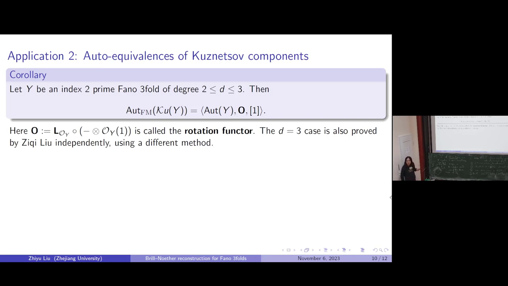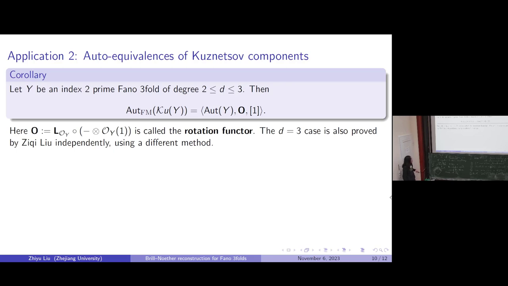Is it known if the group of auto-equivalences is the same as the group of Kuznetsov type auto-equivalences? Yeah, this is a good question. For the d equal to 3 case, I think this is not known, but for the d equal to 2 case, this is by the result of Chunyi Li, Xiaolei Zhao, and Laura Pertusi, right? Yeah, any equivalence between the Kuznetsov components in the d equal to 2 case is of Kuznetsov type, but this is unknown for d equal to 3. Okay, so that's the index 2 case.